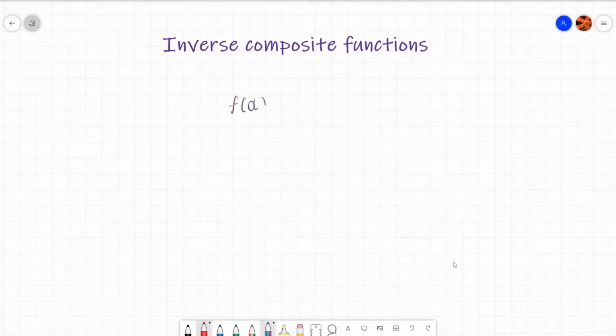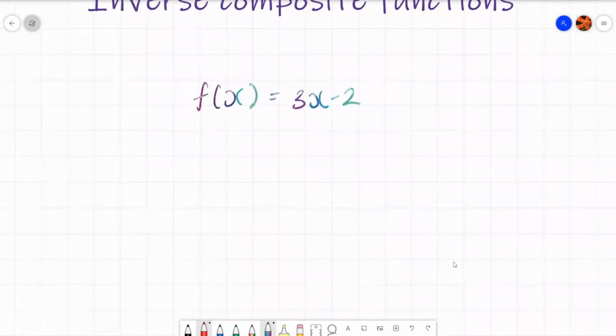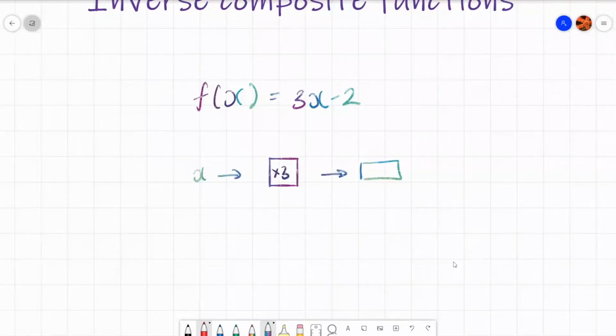So we've got f of x equals 3x minus 2. So this function here actually means that when you have x, well, whatever your input is, you have to times it by 3, and then you have to subtract 2. Yeah, that is your function.